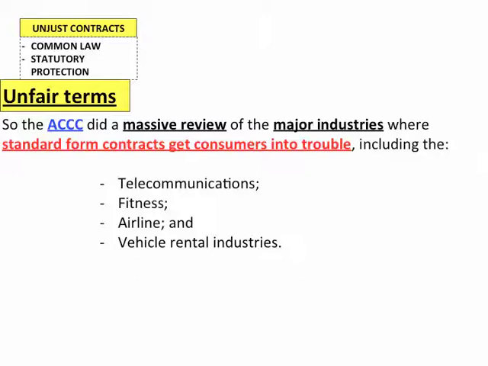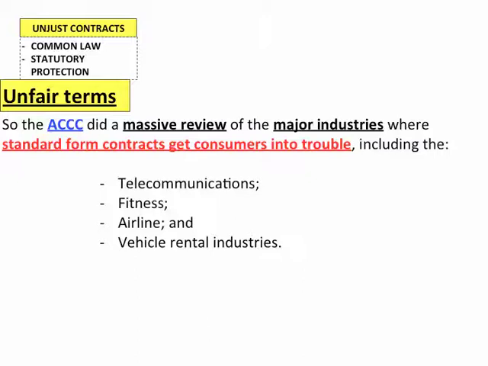And leading up to 2013, they just picked the major industries where they get the most complaints about the standard form contracts. So phone contracts, they get lots of complaints about their contracts. Fitness, like gym contracts, like signing up to a gym, they get lots of complaints there. Airline contracts are confusing, and so many of the terms are just not fair. They require extraordinary things of the consumer, while nothing is required of the airline. And vehicle rental industries. These industries are the ones that the ACCC identified as being the big problem ones, right?